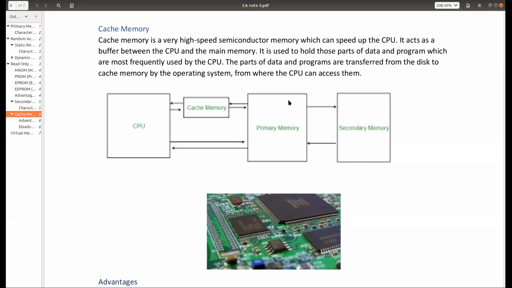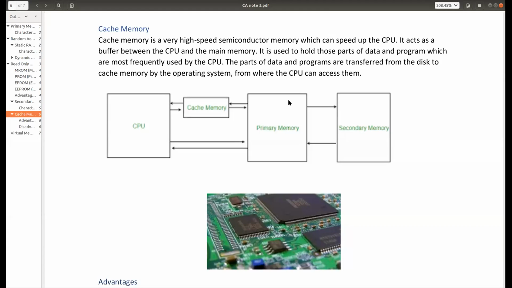So when the arrow is going from CPU to primary memory, that means CPU is writing something into the primary memory. And when the arrow is coming from the primary memory to CPU, that means CPU is fetching, taking some data from the primary memory to process it. So this is the mechanism. That's why the arrow is bidirectional, if you see, in every case.